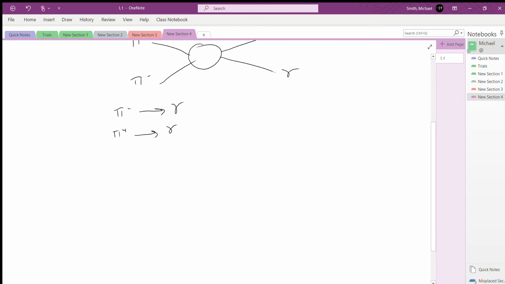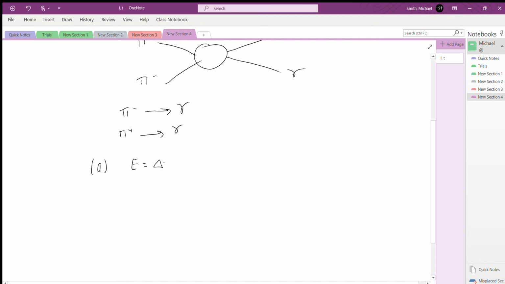So here we have, for part A, we want to work out the energy in mega electron volts. We are using the relationship E equals delta m c squared. Here the mass is 2.4883 times 10 to the power of minus 28 kilograms times the speed of light, all squared. And if we substitute that into our calculator, we get 2.2395 times 10 to the power of minus 11 joules.